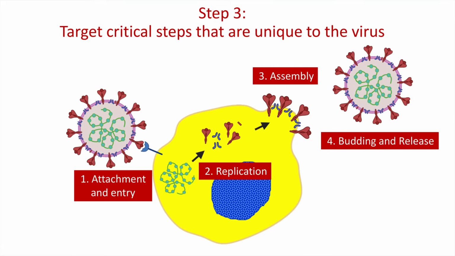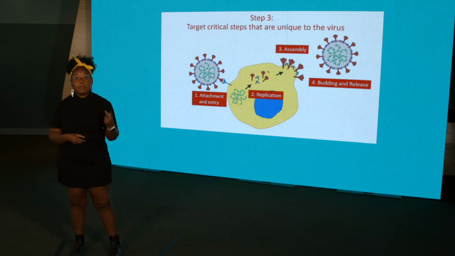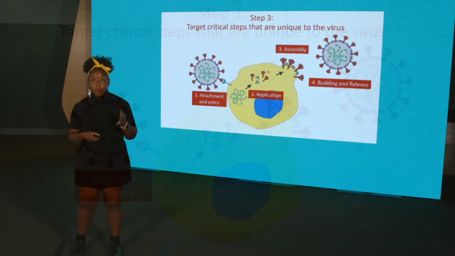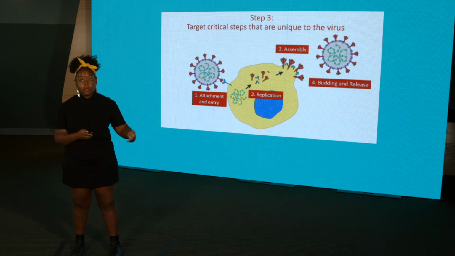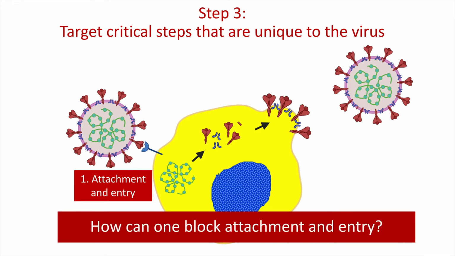So the third step in developing treatments for this new disease is to target steps that are critical and unique for the virus. The first step is the attachment of the virus and entry via the interaction between the spike protein and the ACE2 receptor. The second step is the replication of its genetic material inside of the host cell. The third step is the assembly of new virus particles on the outside of the host cell. And then the fourth step is the budding and release of these viruses that can then go on to infect other cells. And so there are different compounds that can target each of these different steps in the virus life cycle.